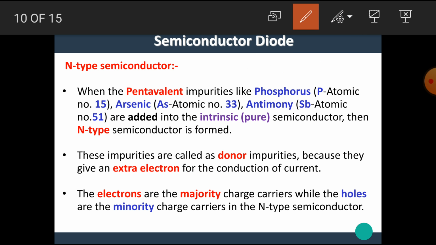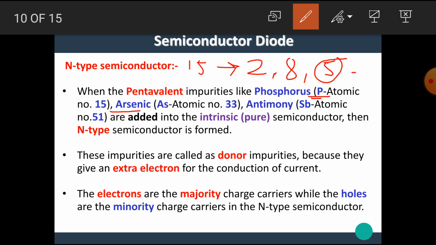Here are examples of pentavalent impurities. For example, phosphorus. The atomic number of phosphorus is 15. Hence, we can write the electronic configuration of phosphorus as 2, 8, 5. First orbit contains 2 electrons, second orbit contains 8 electrons, and the outermost or valence orbit contains 5 electrons. The 5 electrons are present in the outermost orbit, hence phosphorus is a pentavalent element.